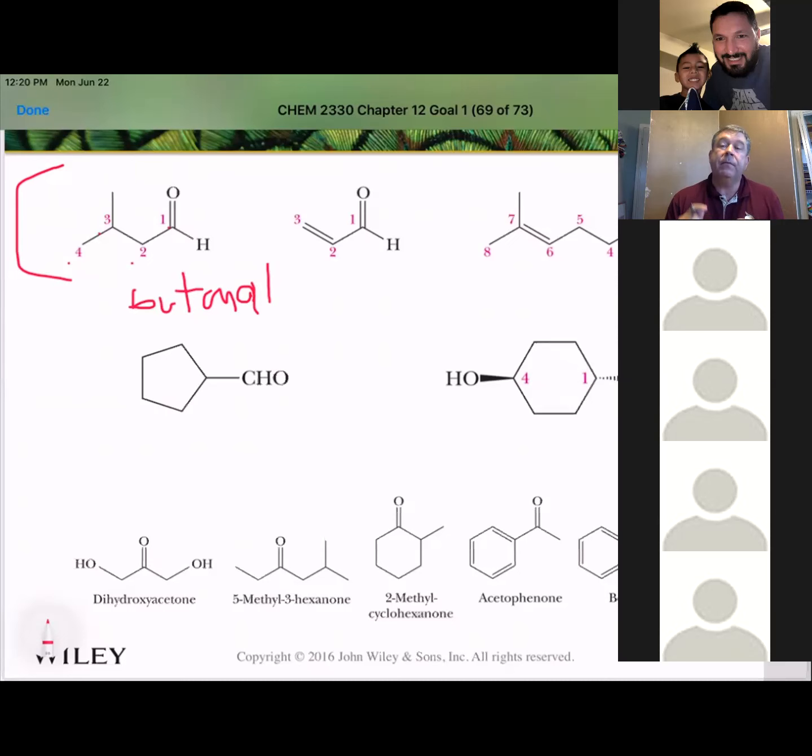And because we're naming from the carbonyl, because that's naming the parent, that puts our first substituent here at the 3. So we have 3-methyl butanal, okay?